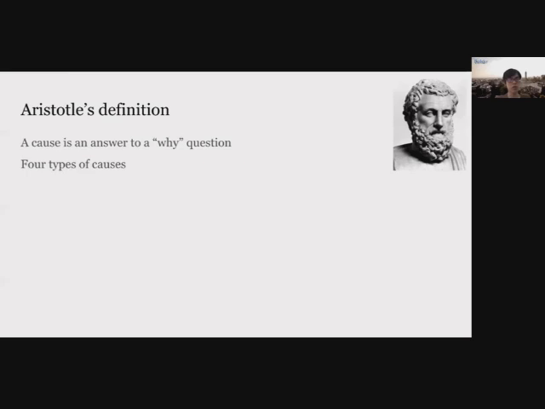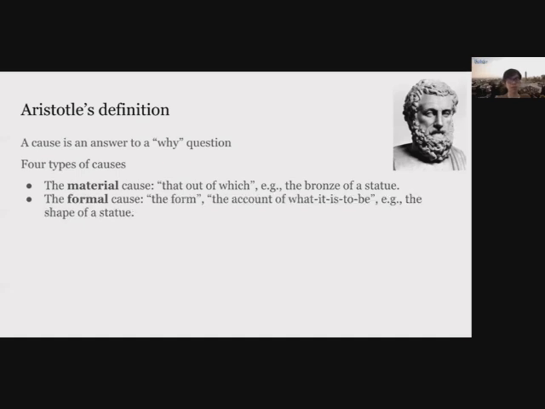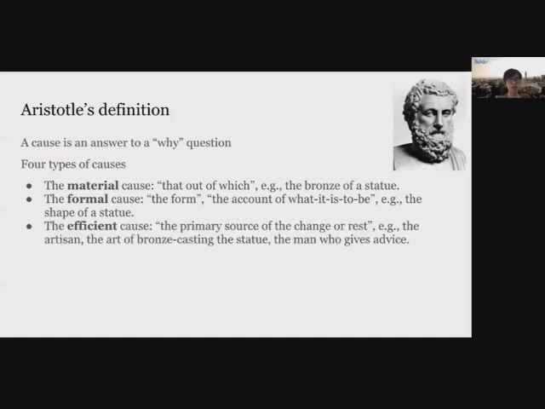He also further broke down causes into 4 types. These 4 types are the material cause, the material that object B is made out of. The formal cause, which is essentially the form or the shape of object B. The efficient cause, which is the action that causes a change or a state. If we're talking about a statue as being the object, then the efficient cause can be the sculptor of the statue, or even the act of sculpting the statue.